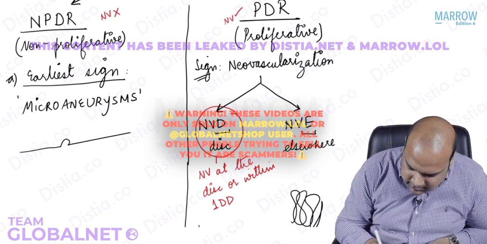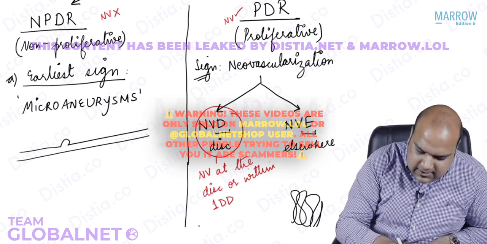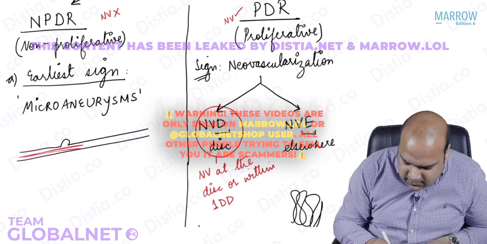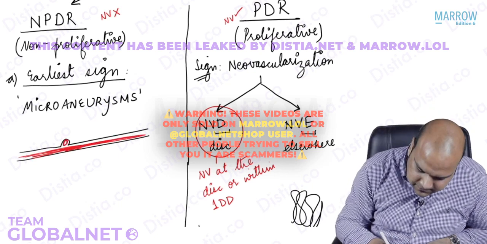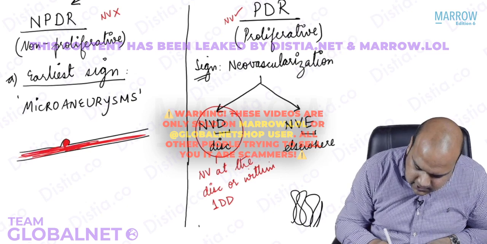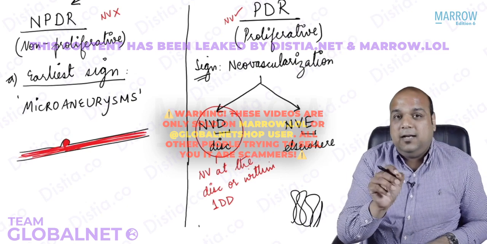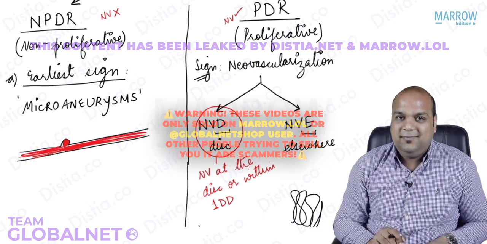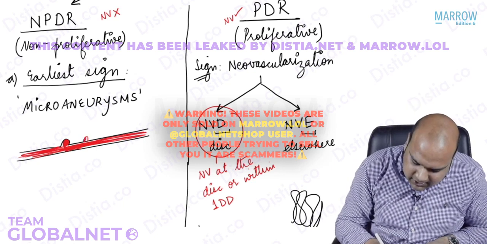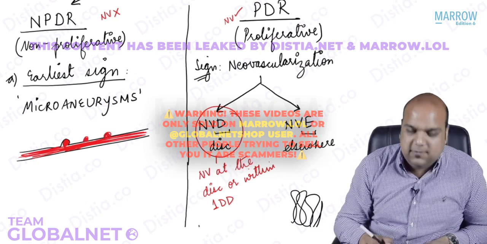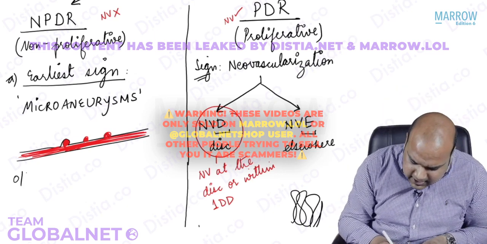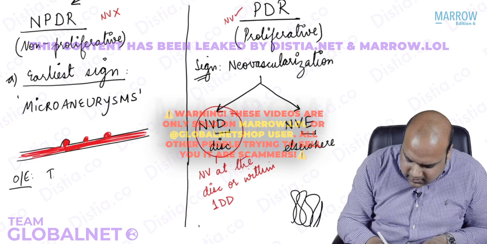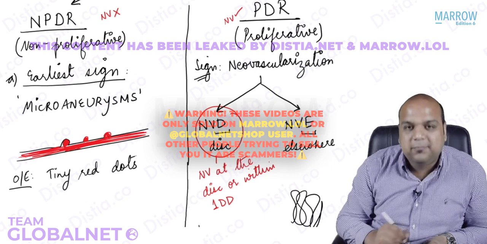Let me draw a diagram and explain it to you. Let's say this is a blood vessel which was red in color. Now there is an outpouching which is also filled with blood. So what will I see? Along the blood vessel, I will see a red dot or I will see multiple red dots. Yes or no? And these will be microaneurysms. So small red dots, everybody. So can I say on examination, tiny small red dots?